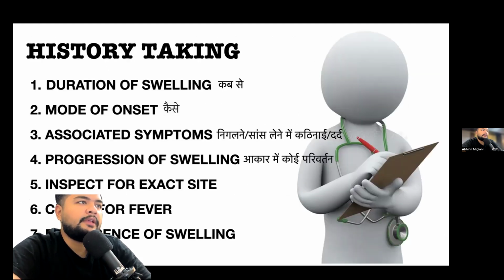So, history taking. First of all, we will be asking the patient how long they have had the swelling, the duration of swelling, then the mode of onset, how the swelling started, and associated symptoms. For example, if he has a thyroid swelling, we will ask whether there is difficulty in swallowing or breathing, or pain. Then progression of swelling, whether there is any change in shape or the size is increasing. Inspect for exact site, check for fever and recurrence of swelling.